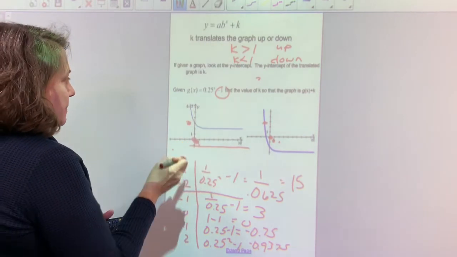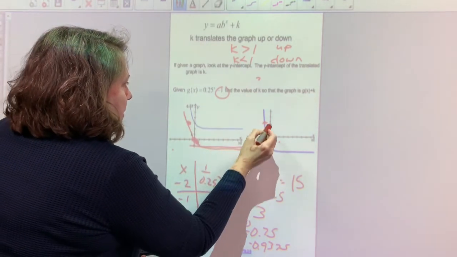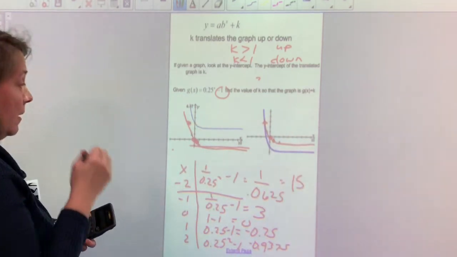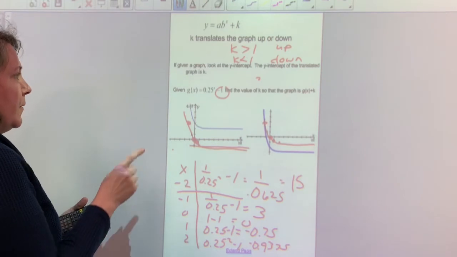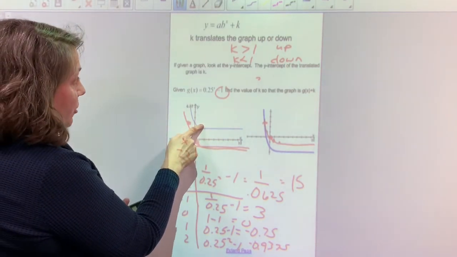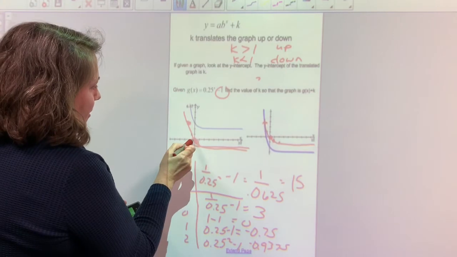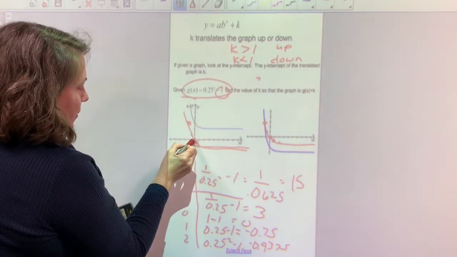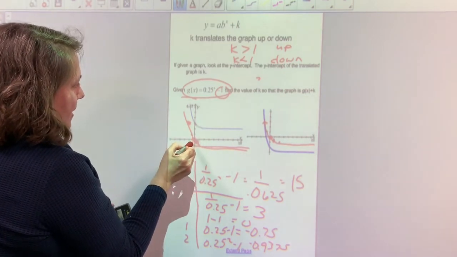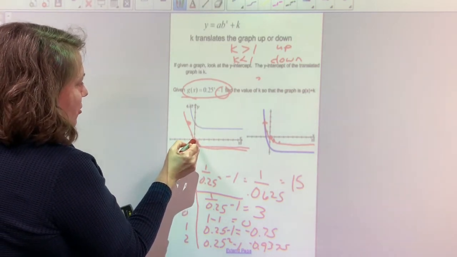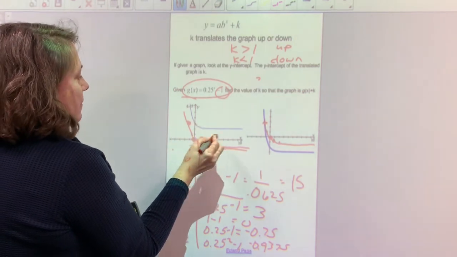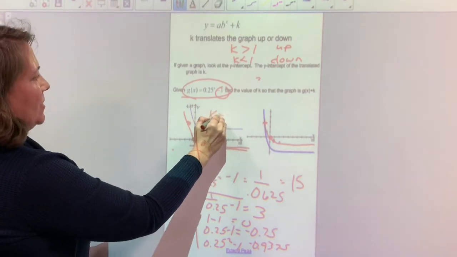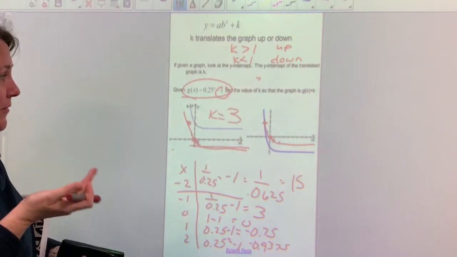It went down 1. This is my graph. Alright. So I have to compare red to blue in order to find my k. I'm going to look at my y-intercept. My y-intercept of this one is 0. My y-intercept of this blue one is positive 3. So it is a shift of 3 up. So my k is going to be 3 because it was a shift of 3 up.